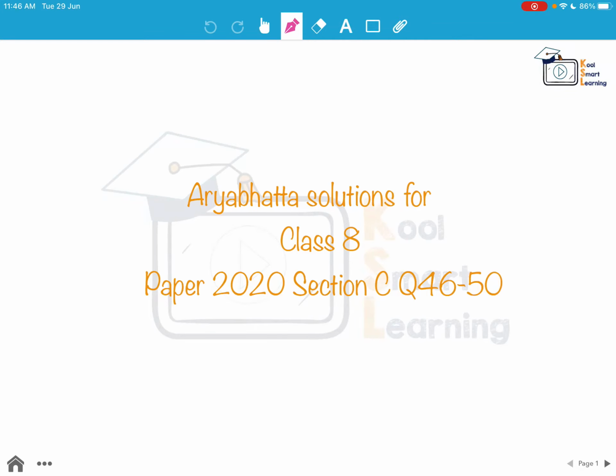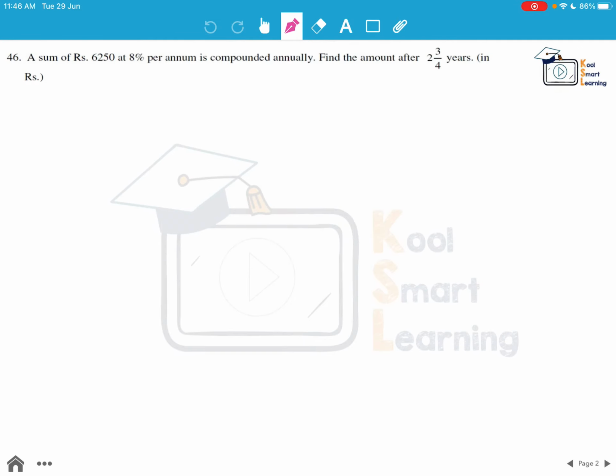Hello friends, in this session we are going to take up questions 46 to 50 of class 8 Aryabhatta paper 2020, section C. So let's look at this first question.